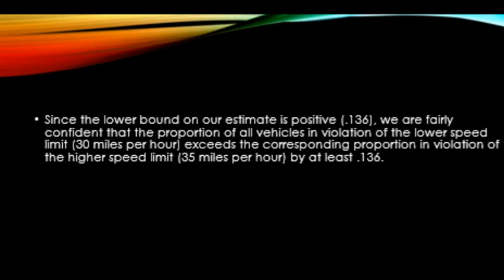Okay, and what can we know about the differences? Since the lower bound of the interval is positive, and of course the upper bound is positive as well, we can be confident that the proportion of vehicles in violation when the speed limit is 30 miles per hour exceeds the corresponding proportion in violation when the speed limit is 35 miles per hour by at least 0.136, so approximately 13.5%.